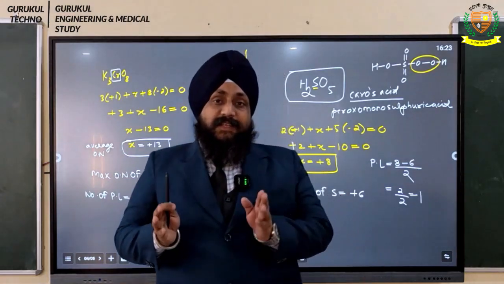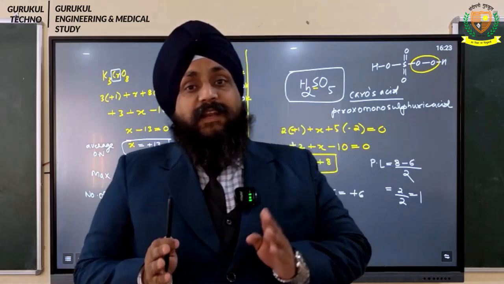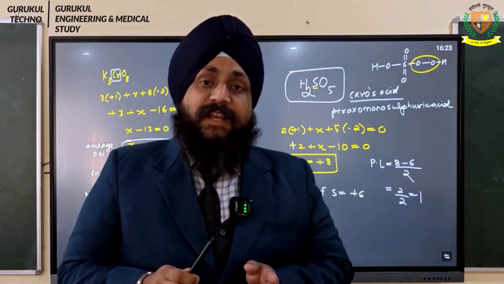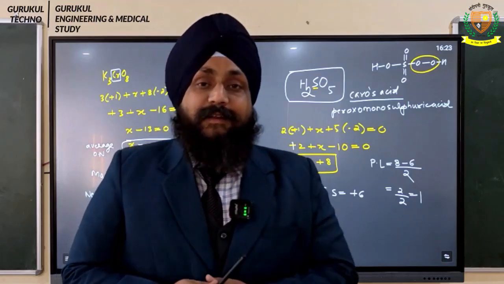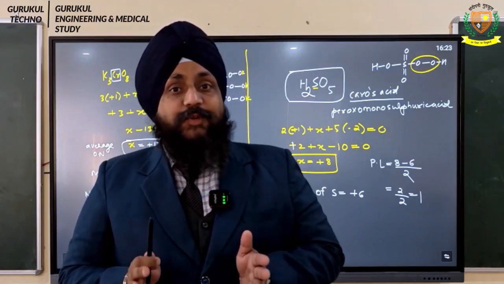So students, in this part we have learned the tricks to find out the number of peroxy linkages when there is one central atom and when there are two central atoms. Hope, students, you have understood this part.